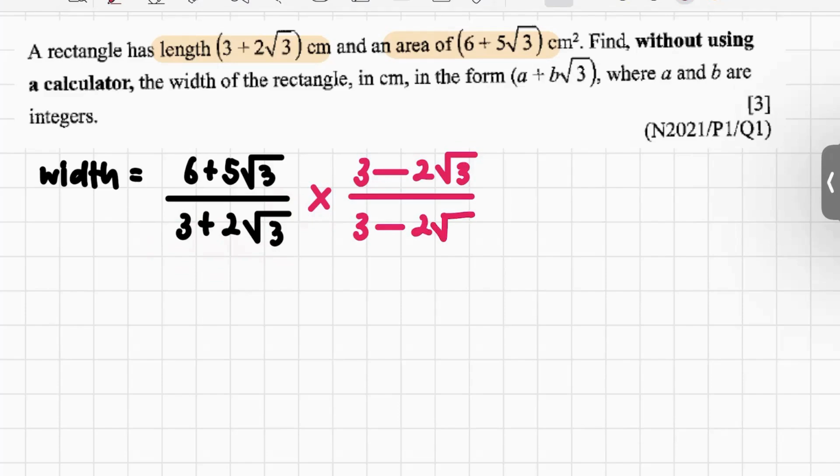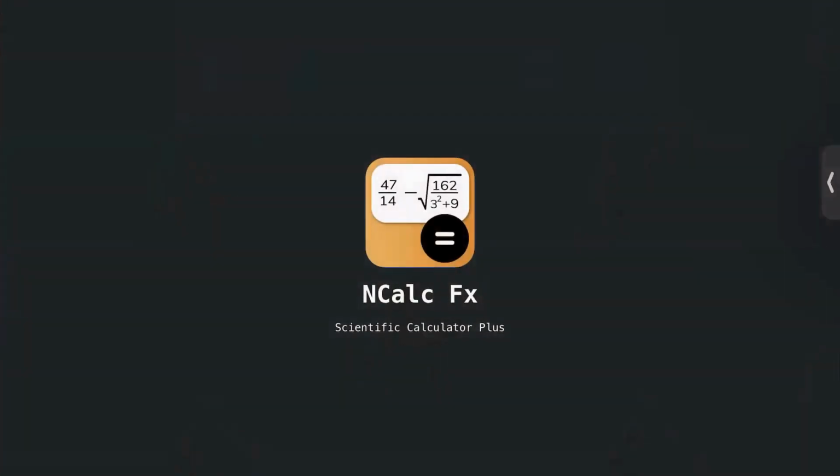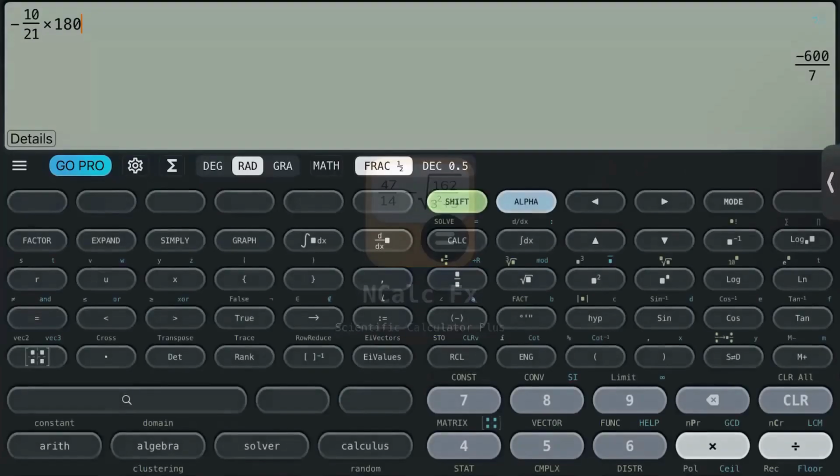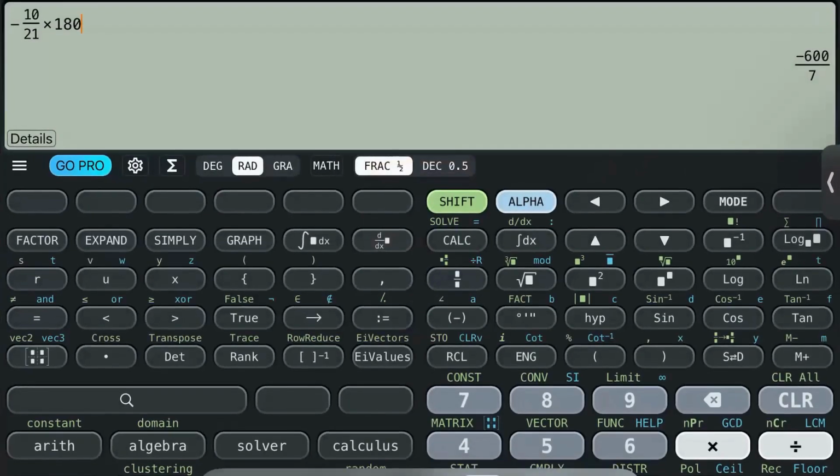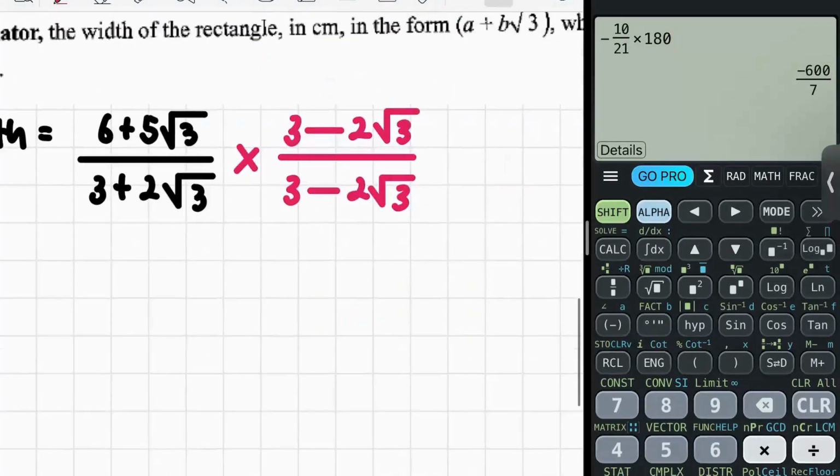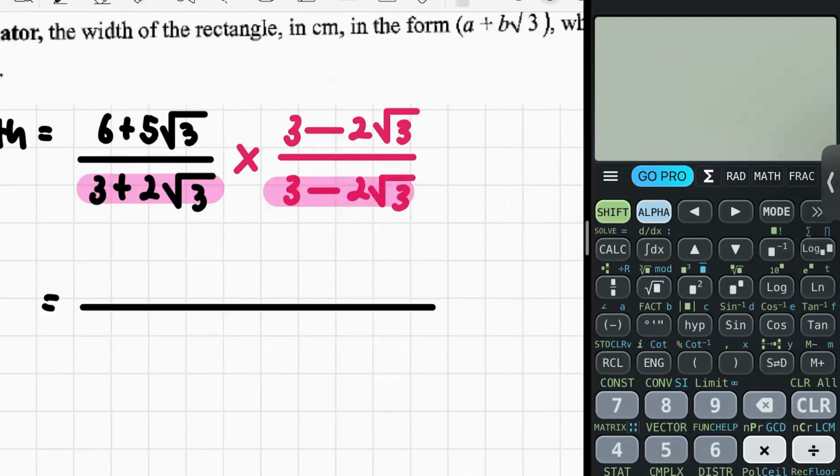For this pink color fraction, your top and bottom have to be the same thing because you're technically multiplying by 1. You're not allowed to change the question, that's why you're multiplying by 1. What's the purpose of rationalizing? You always aim to make the denominator become a very nice whole number.